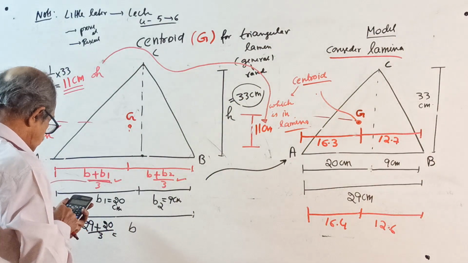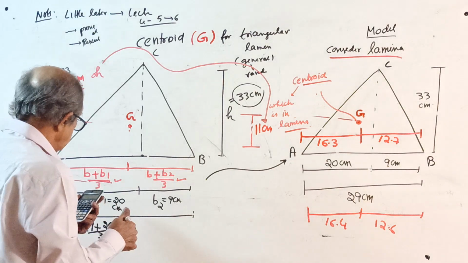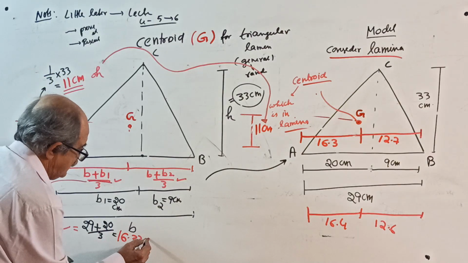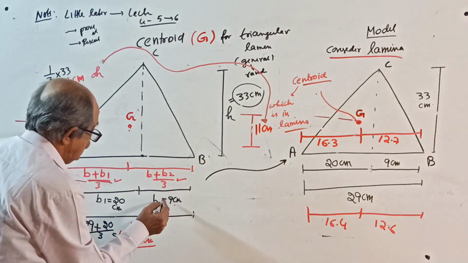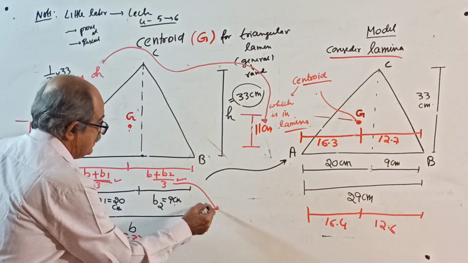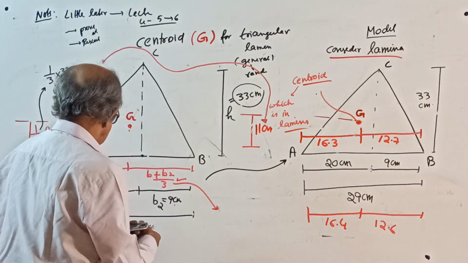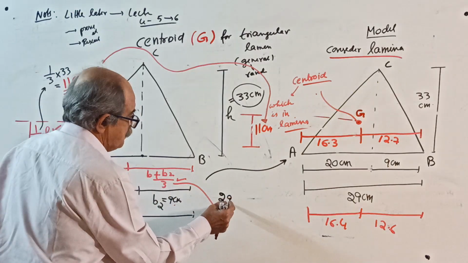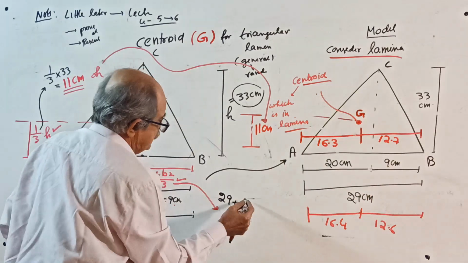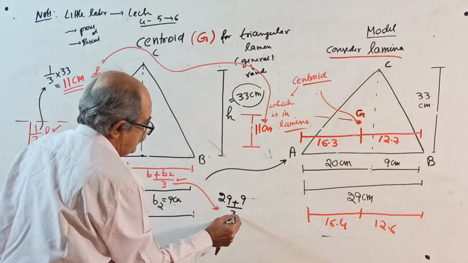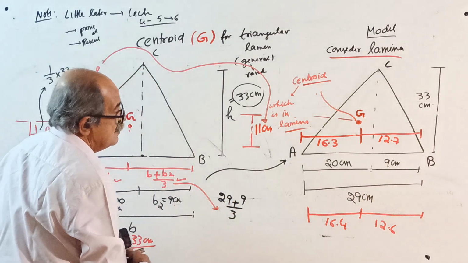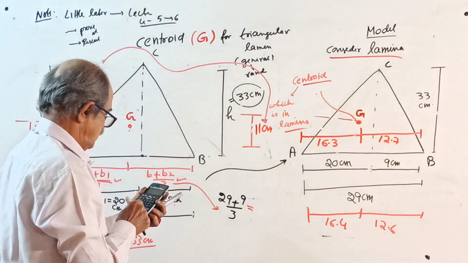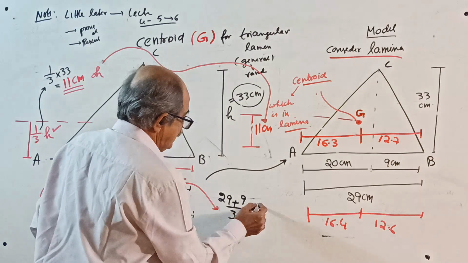Okay. Now, if I calculate, it is 29 plus 20 divided by 3, which is coming 16.33 centimeter. And this is coming, which one? This distance is coming. What is the full length? Full base is 29 plus that side cut length 9 divided by 3, that is coming 12.67.